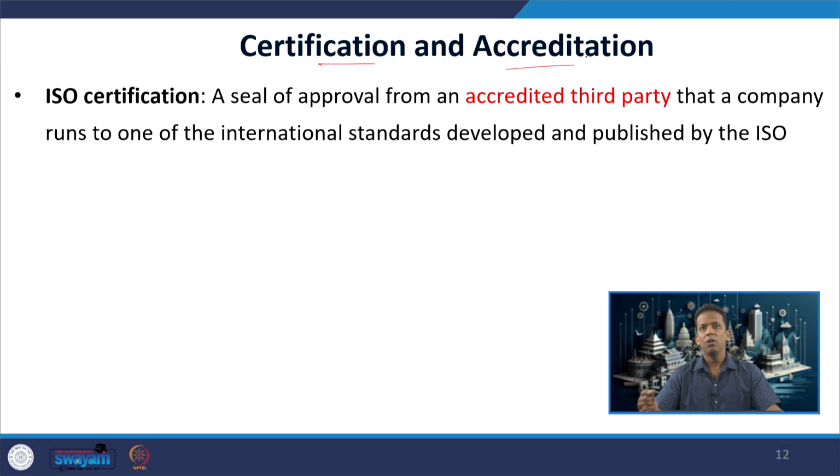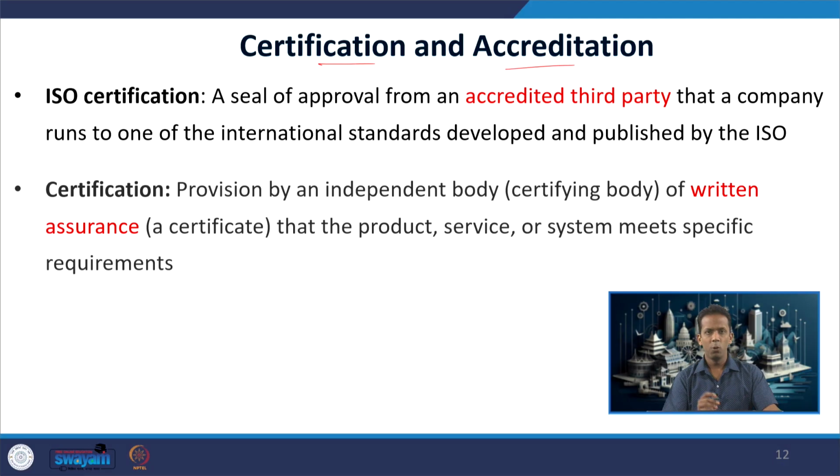So, certification is basically a seal of approval from an accredited third party, which says that a company runs according to one of the international standards. For whatever standard any company applies, the accredited third party which is certifying provides the certificate. So, basically certification is a provision by an independent body, mainly the certifying body, which gives a written assurance, or a document called a certificate, which says that the product, service or system meets specific requirements.